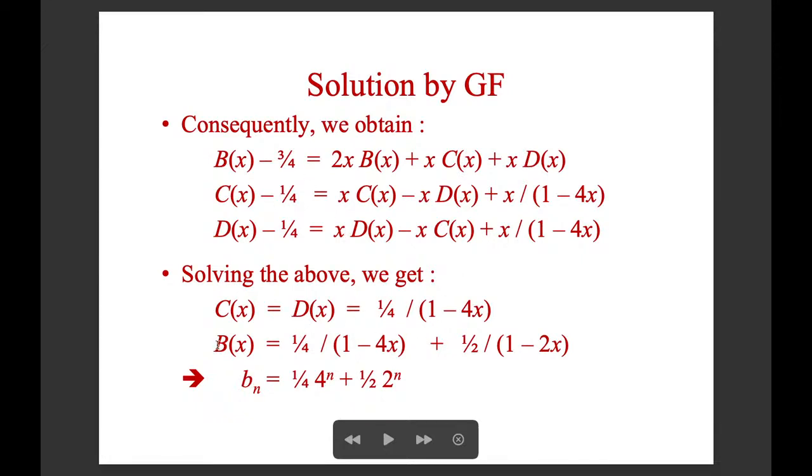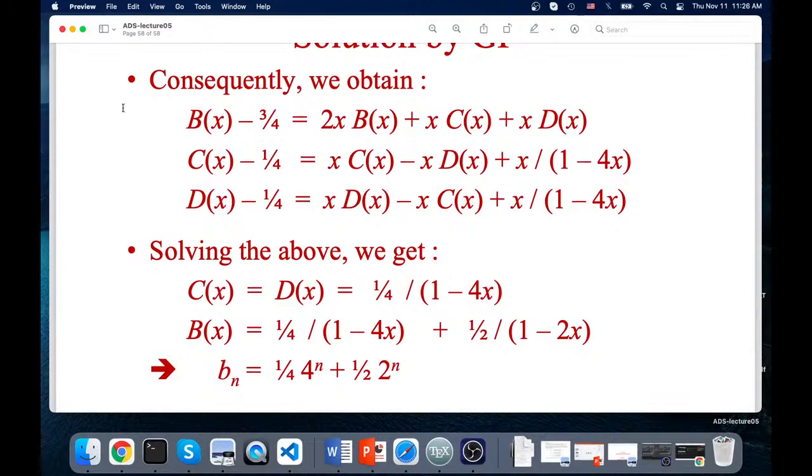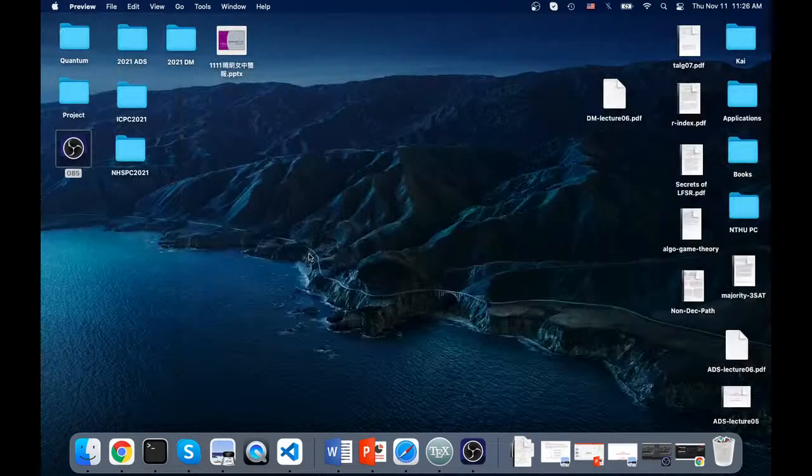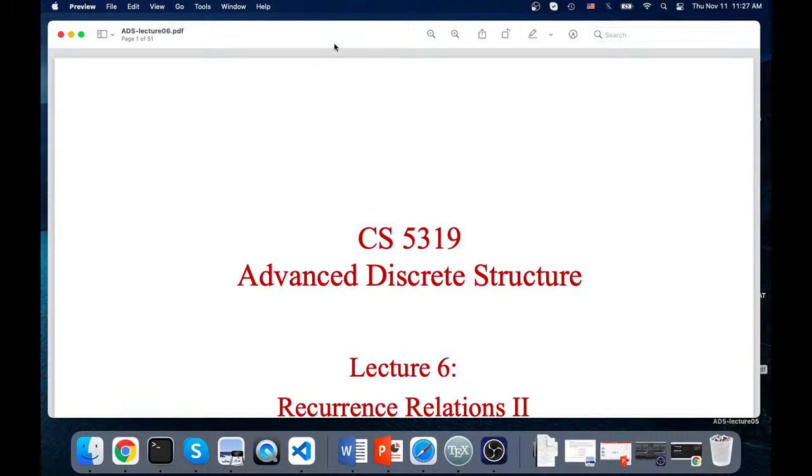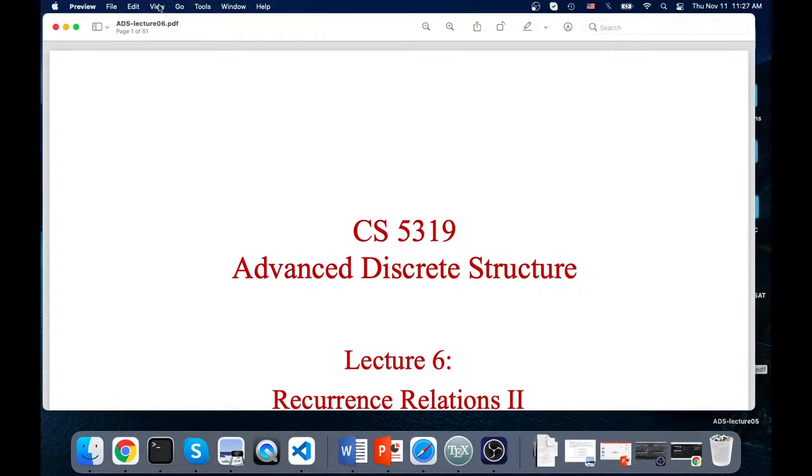And when B(x) is known, then we can compute the coefficient of x to the power n here. So this is the value that we have. Okay, so these are some examples of using the generating function, and we actually have more. So let's look at the set of slides, lecture note 6.